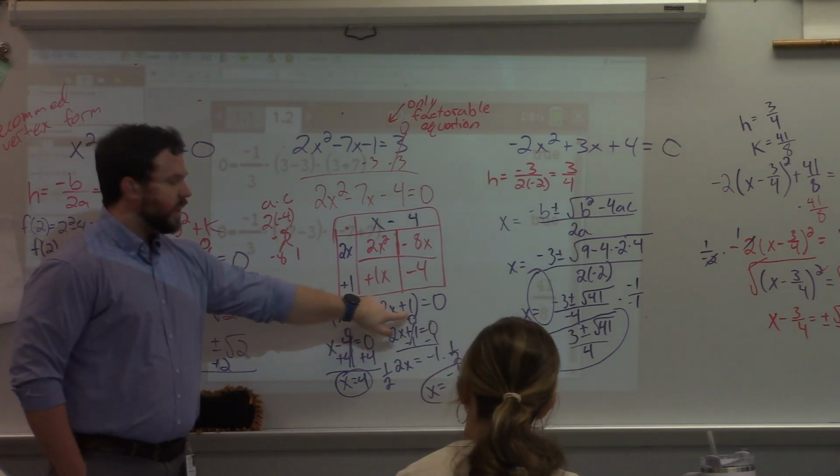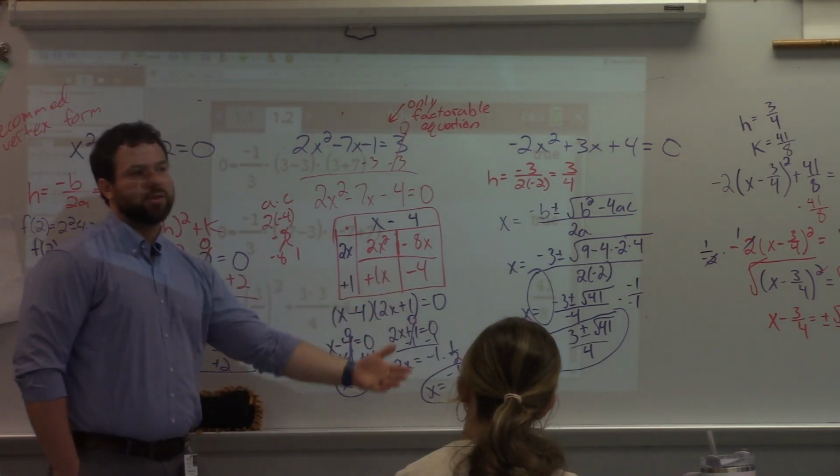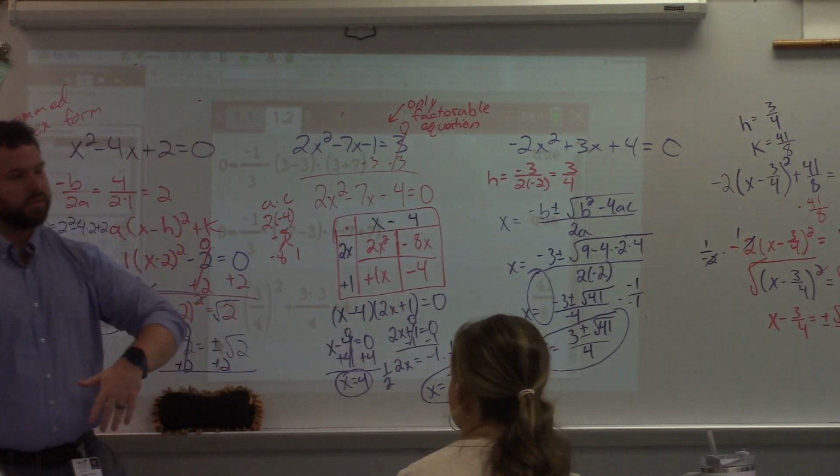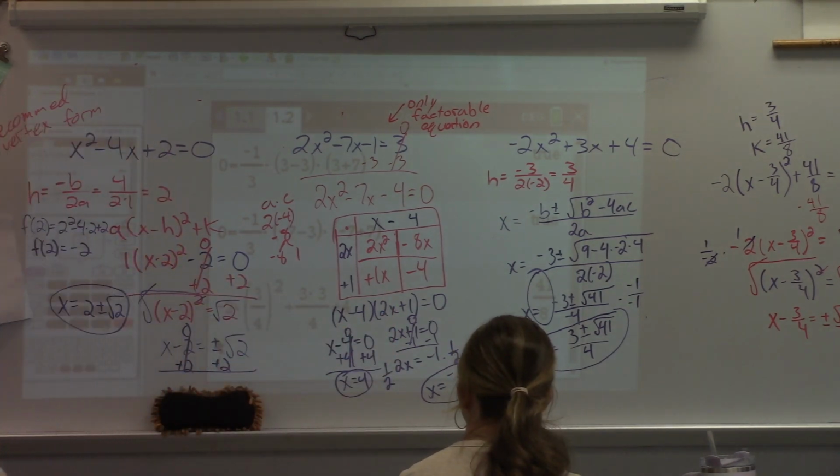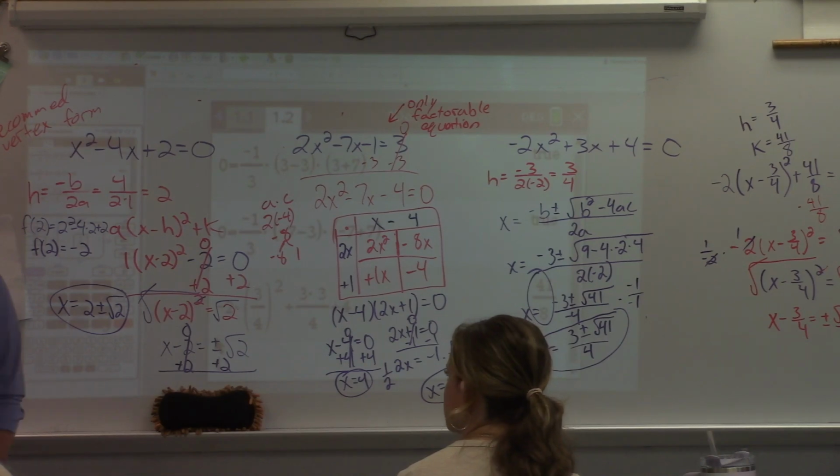That's the reason why you can only sometimes factor, because when I factor it like this, notice how I have integers in here, so I'm going to get rational numbers out of those integers. So I want you to keep in mind that the only time I can factor is when I'm going to get rational roots. Okay? Questions, comments, concerns?